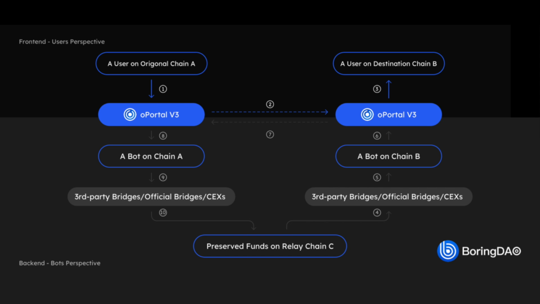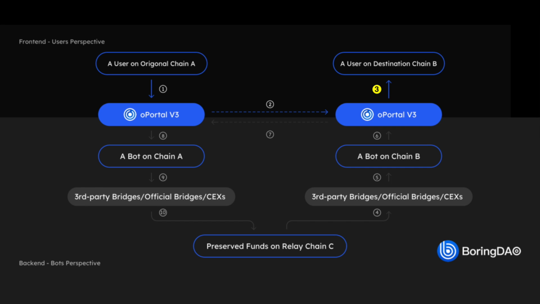The left side represents the chain that the user wants to send their funds from, while the right side represents the chain that the user wants to send their funds to. Regarding the user experience, it's very similar to the oPortal v2, where a user simply sends their funds through the oPortal and it arrives on the destination chain. That's in steps 1, 2, 3, which is highlighted in yellow.